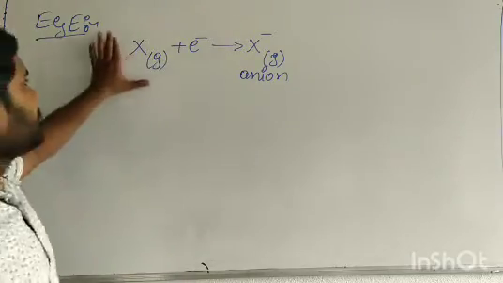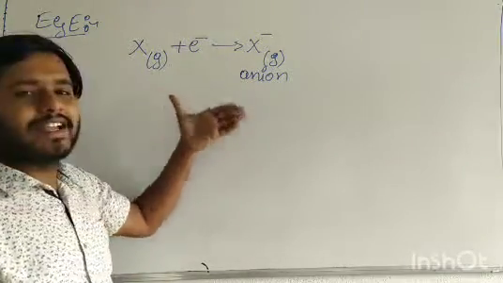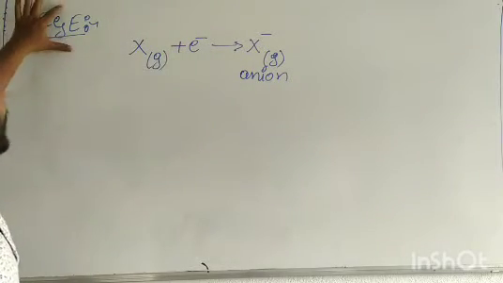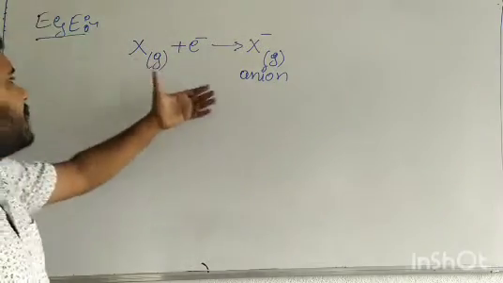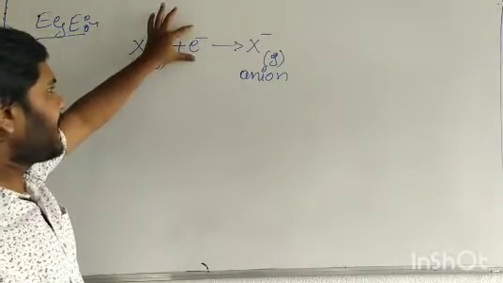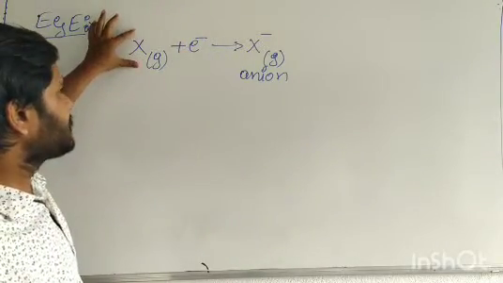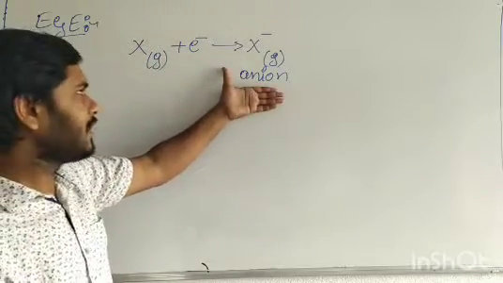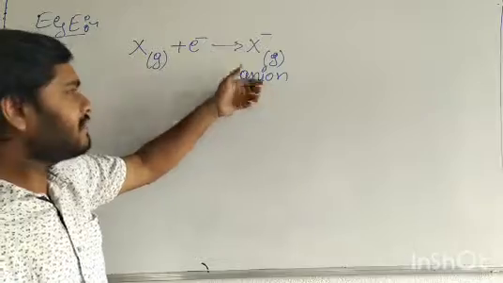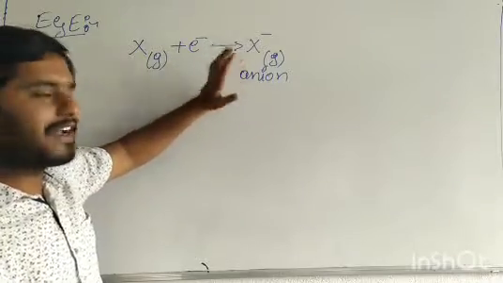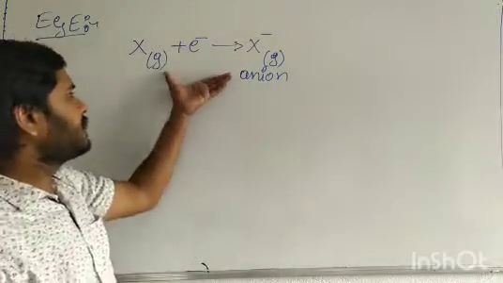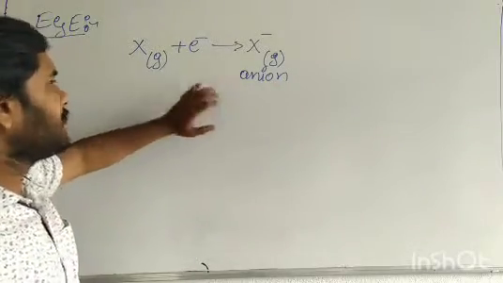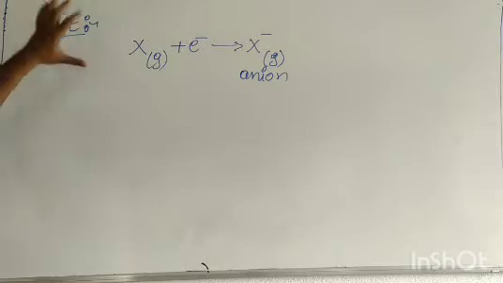For this reaction, what would be the change in enthalpy? It is called electron gain enthalpy. We are adding an electron to a neutral gaseous atom, and it is converted to a negatively charged ion, which we call an anion. For this conversion, the change in enthalpy for this reaction is called electron gain enthalpy.